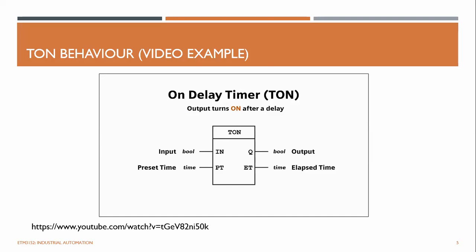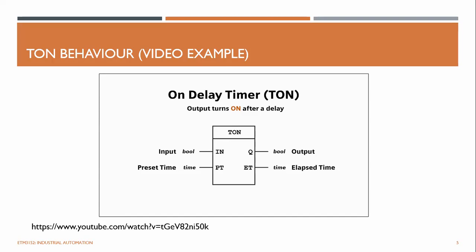The preset time is the delay for the timer. Remember that this timer works like this. The output turns on after a delay. The PT or preset time is exactly that delay. The elapsed time is how long the timer has been activated for.